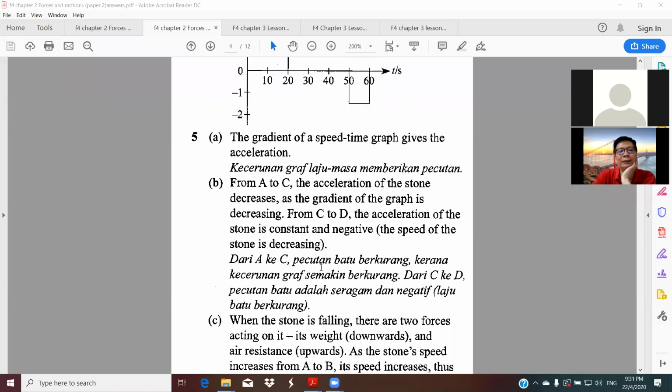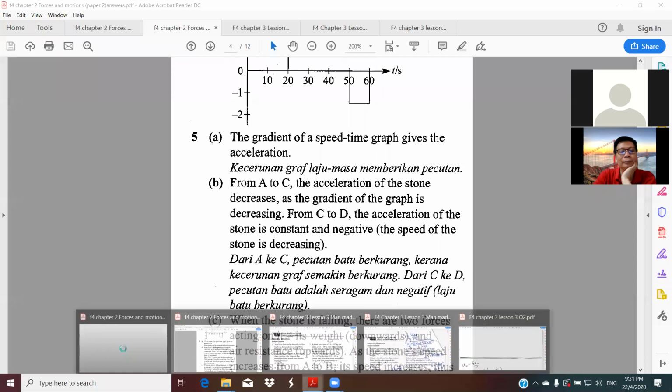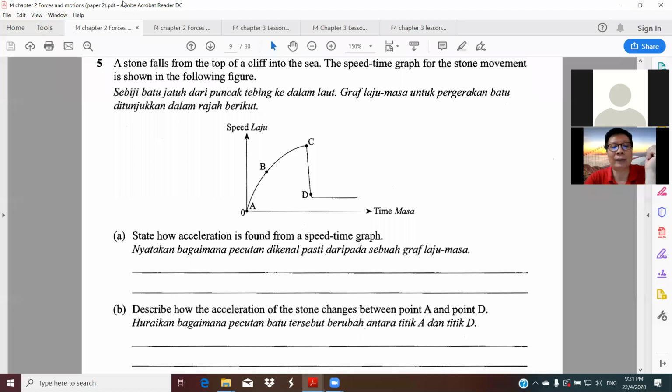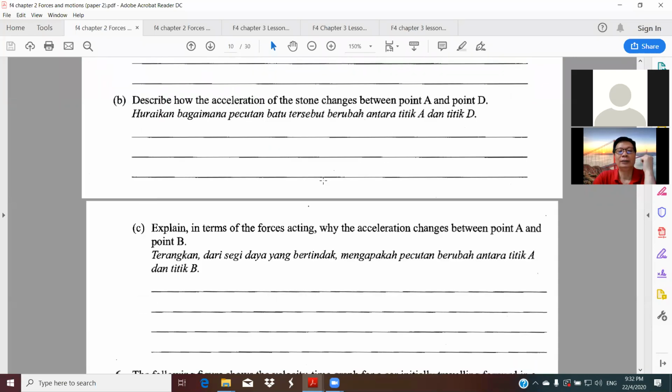Okay, next. So that you follow my answer, say it like this: from here to here, acceleration decreases. Here, constant deceleration. And then here, constant speed or constant velocity, or say 0 acceleration. Next, part C.